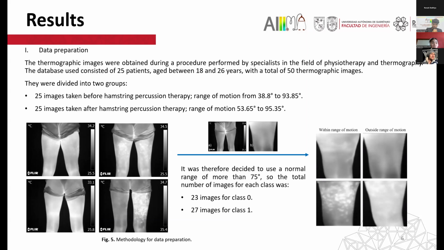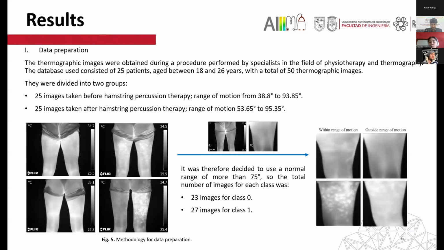In figure 5, we show the process we followed. The first 4 images are the original images obtained, but since the therapy was only applied to the right hamstring, the images were cropped and resized in order to obtain images showing only the right hamstring. An example is shown in the image above the arrow.